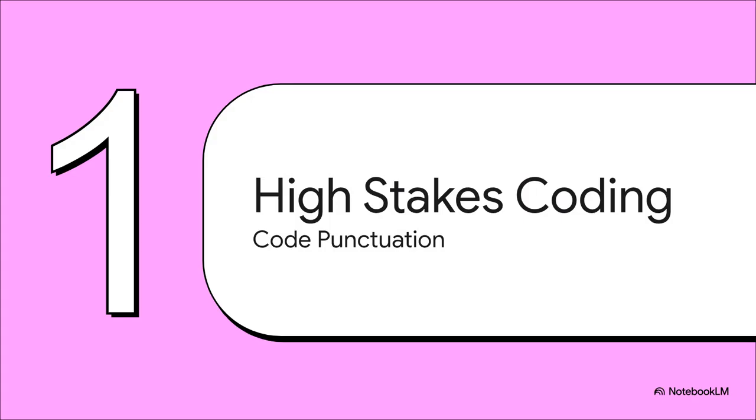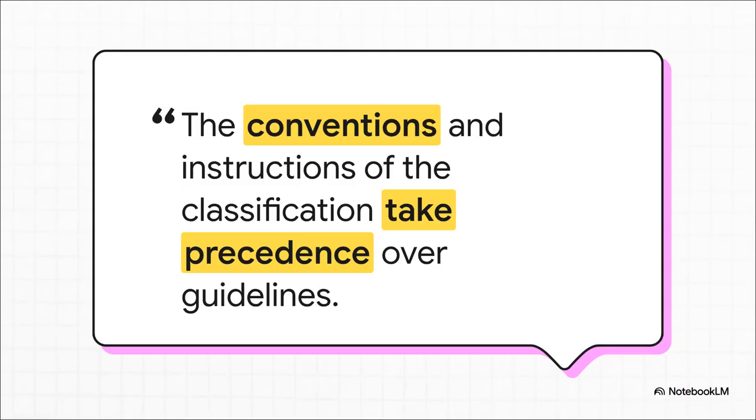Section 1, the high stakes of code punctuation. To get this right, we have to establish our ultimate authority. We're not just looking at general textbook advice here. We're decoding Section IA-7 of the official coding law. As the CMS ICD-10-CM official guidelines state, the conventions and instructions of the classification take precedence over guidelines. In plain English, the official CMS text strictly overrides any textbook advice or general assumptions you might be holding on to.